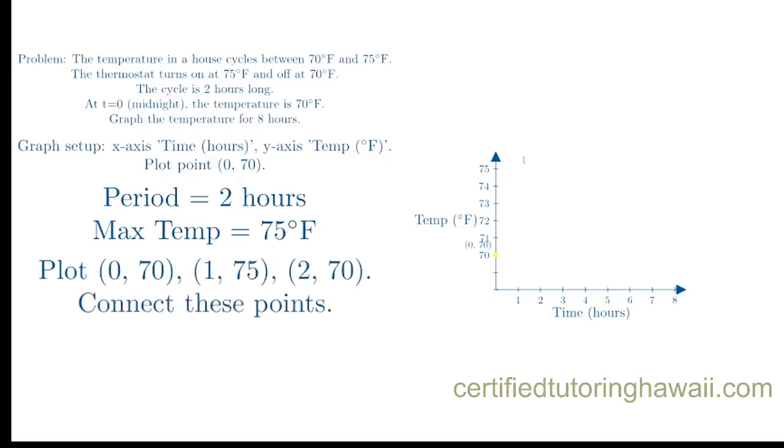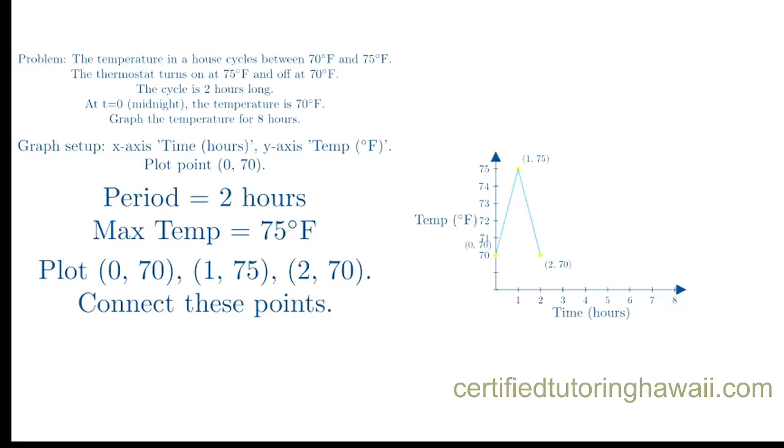If it's at 70 degrees at time 0, and it goes up to 75 degrees over 2 hours, it must reach the maximum of 75 degrees at the midpoint of that interval, at t equals 1 hour. It then drops back down to 70 degrees by t equals 2 hours. This is our first complete cycle.